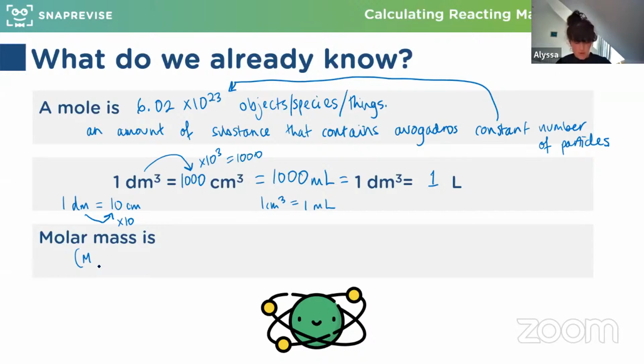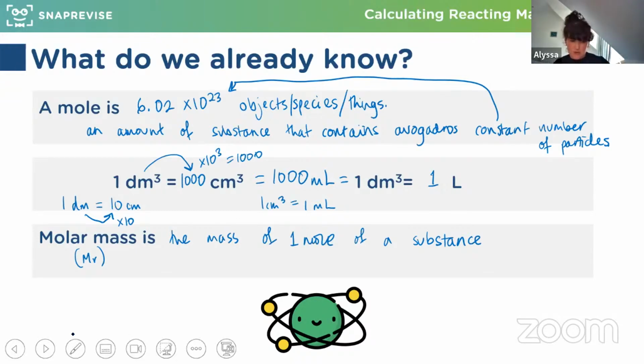Be careful because some teachers and textbooks use MR as relative molecular mass, which is sometimes written as RMM. People do use the terms interchangeably, so just be careful. But molar mass is exactly right: the mass of 1 mole of a substance. Very nice. Okay. Fantastic. Let's whiz on then.